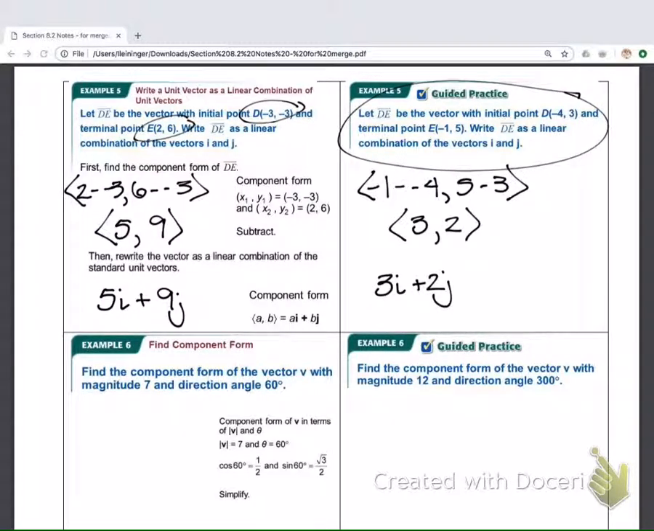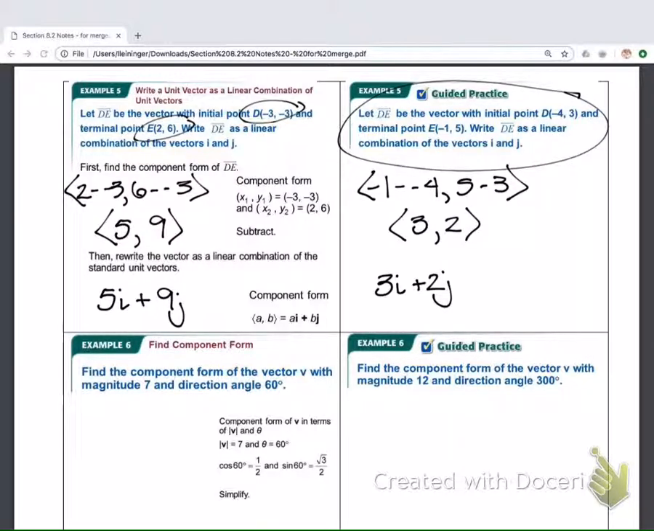All right, so that's the second example there. And if you need a reminder of that, that is on your formula sheet here. It does say linear combination of vectors. So if you forget that on a test or a quiz, it has the actual phrase there, linear combination of vectors. It just has the X in front of the I, the Y in front of the J. That's it.